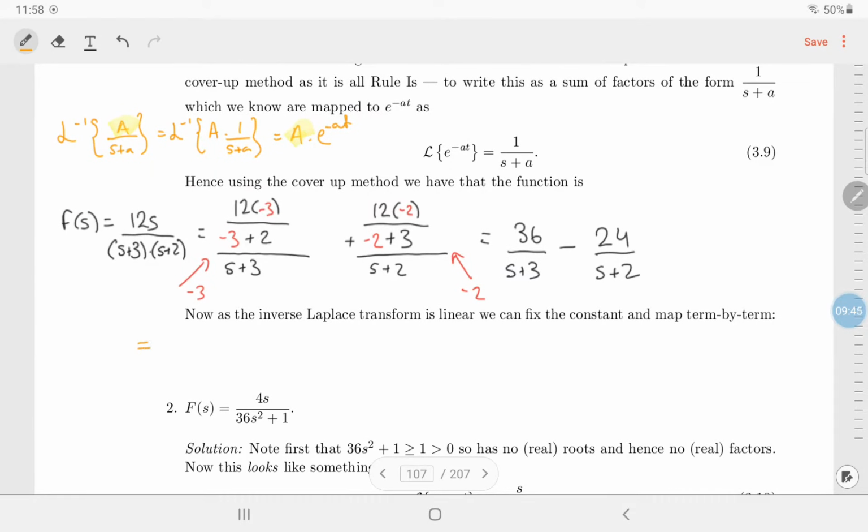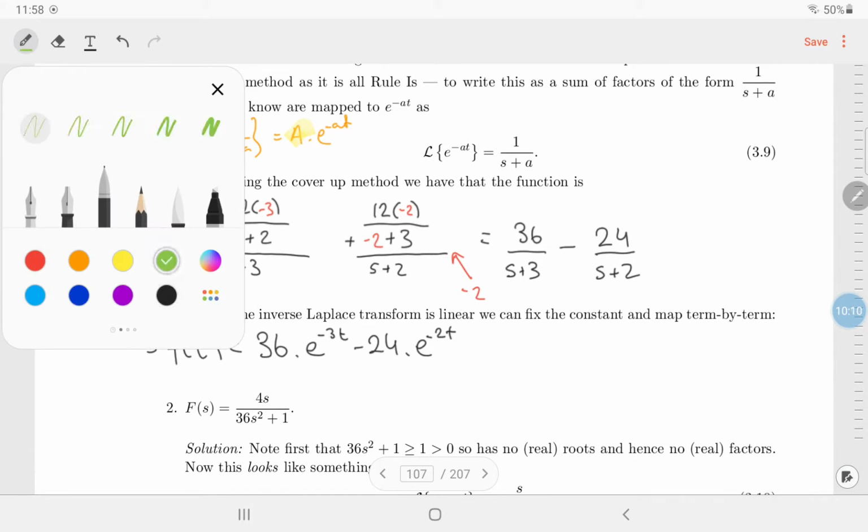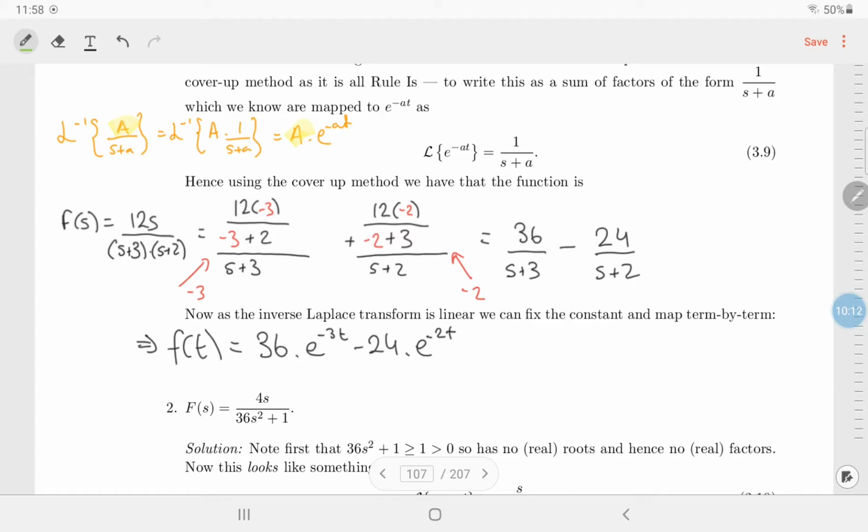So therefore, little f of t is equal to, so we're just going to fix that 36. And what does 1 over s plus 3 go back to? e to the minus 3t. And fix the minus 24. And what does 1 over s plus 2 get sent back to? e to the minus 2t. And we might just make a little comment that you've got two negative exponentials. This one goes to 0 fast. And then relatively, this one goes to 0 slow. So when you've got fast and slow, that's overdamped.